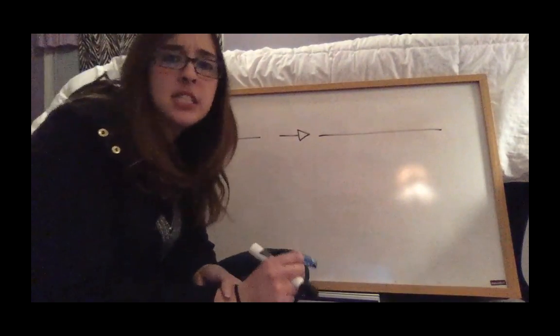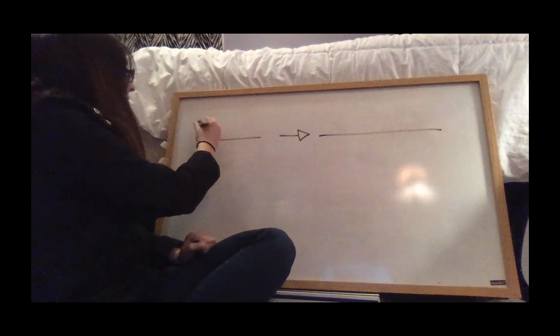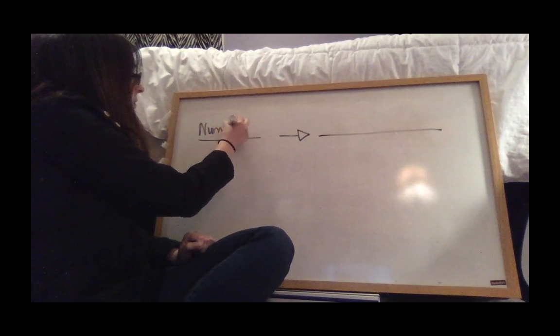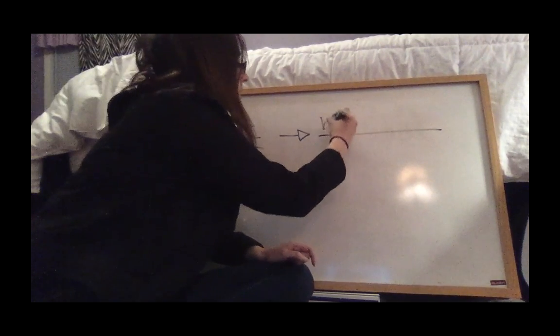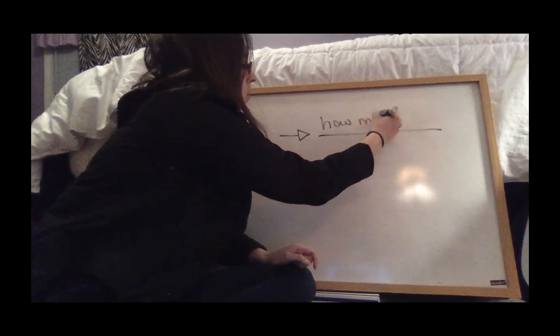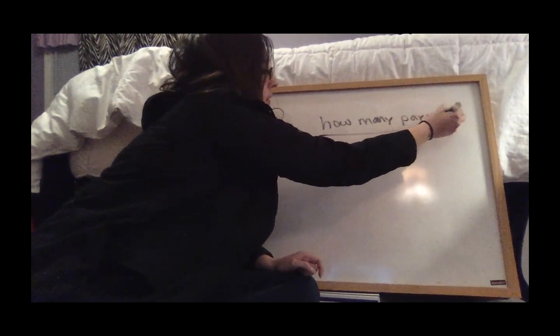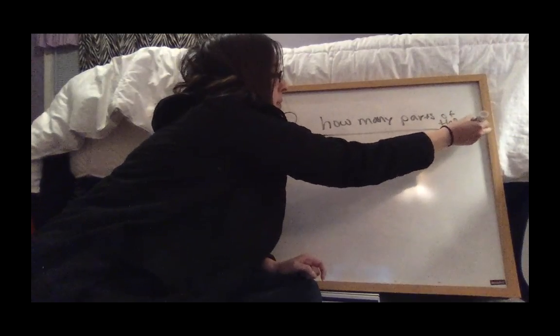If you remember, fractions have 2 parts. Our numerator is on top, and the numerator tells us how many parts we have of our whole. So this tells us how many parts of the whole that the fraction is representing.